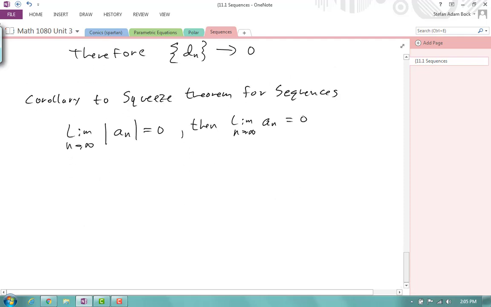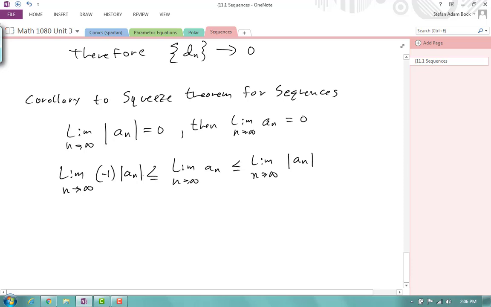And we can see that pretty quickly because the limit as n goes to infinity of a sub n must be less than or equal to the limit as n goes to infinity of the absolute value of a sub n. But it also must be larger than the limit as n goes to infinity of negative 1 times the absolute value of a sub n.